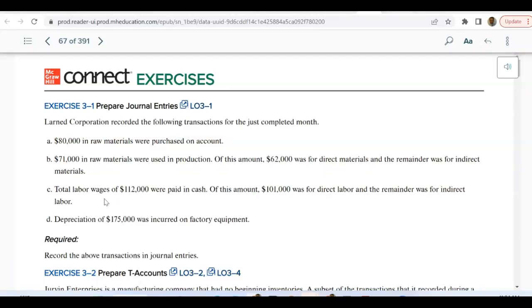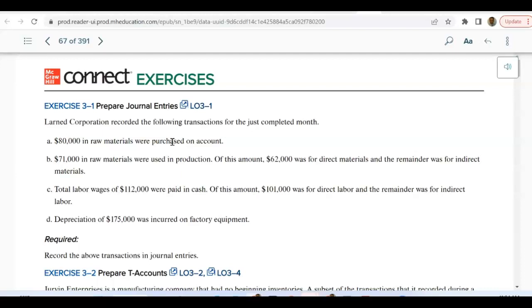So problem number 1, that is part of your homework problems, I believe. So let's do exercise number 1, chapter 3. It says the corporation recorded the following transactions for the just completed month. They used $80,000 in raw materials. Oh, were purchased, not used. So $80,000 in raw materials were purchased on account.